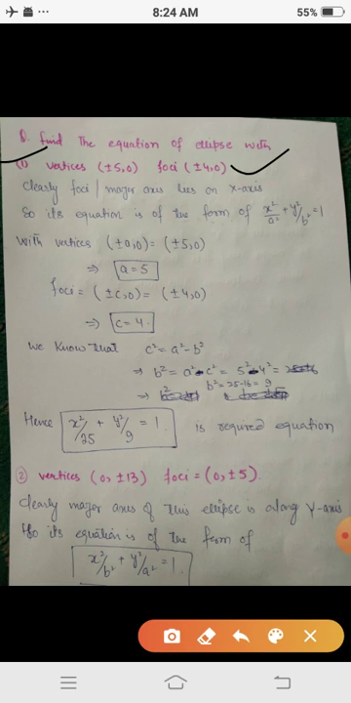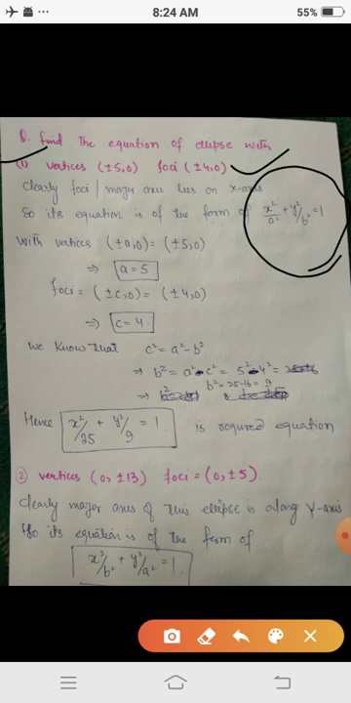Clearly here the foci as well as the major axis lie on the x-axis, because the vertices are of the form plus minus 5, 0, which implies that the endpoints of the major axis are points on the x-axis, which implies that the major axis lies on the x-axis, and the foci also lie on the x-axis, because the foci lie on the major axis. So its equation is of the form x square upon a square plus y square upon b square equals 1, where a is greater than b.